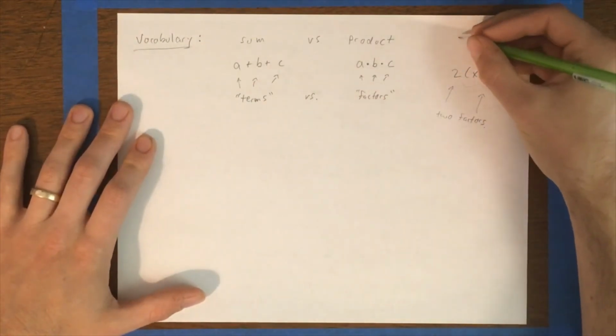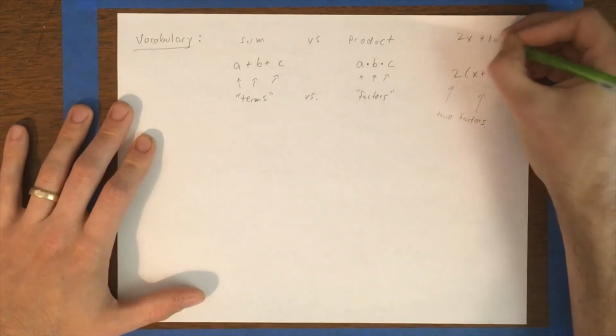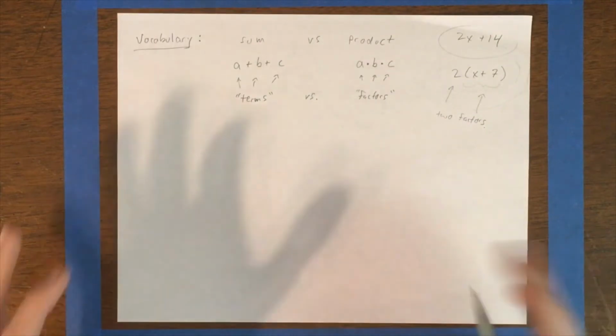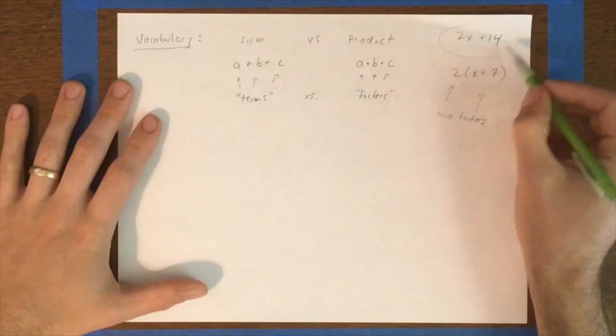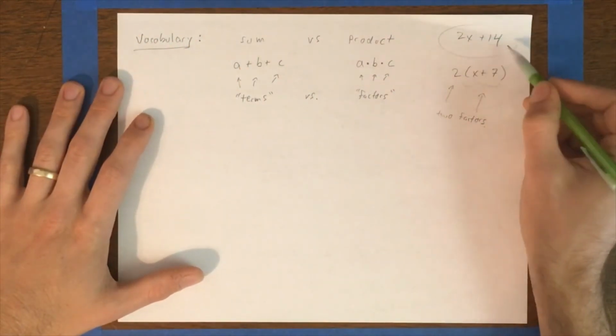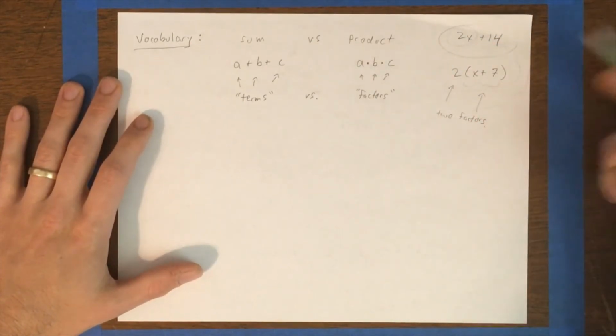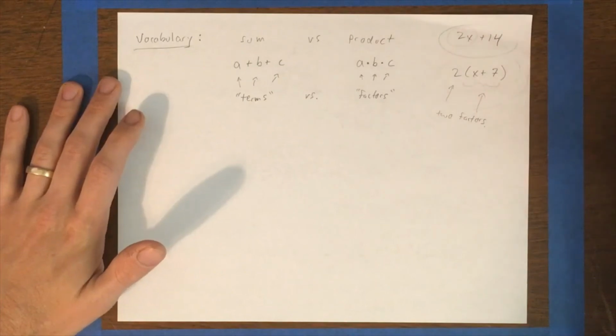If you want to think about this thing as being a sum, then you'd have to apply your distributive law and get 2x plus 14, right? Now it's a sum. Now it's not a product any longer. Overall, this expression is a sum, and it has two terms. One of those terms, 2x, happens to be a product with two factors. Get where I'm going with this?